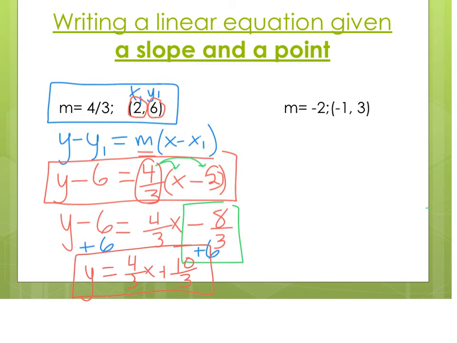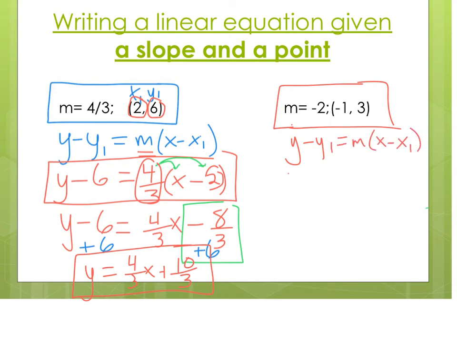So if I look at the next one over here, again, write out the point slope form. So y minus y1 equals m, x minus x1. Y minus my y coordinate here is 3, my m is negative 2, x minus my x coordinate is negative 1. So if I minus a negative 1, that's actually going to be plus 1 inside.